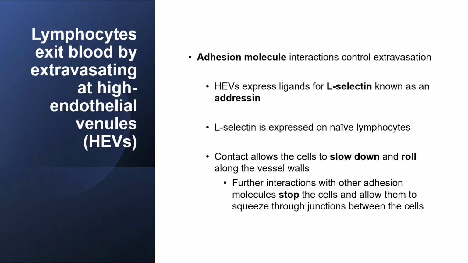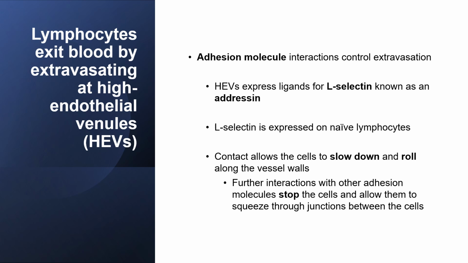So the high endothelial venules express some particular ligands for L-selectin, known as an addressin. This is basically an address. This says, this is a high endothelial venule, please exit the bloodstream here. This is what tells your T cells and B cells where to exit the bloodstream and how to enter into the lymph node.